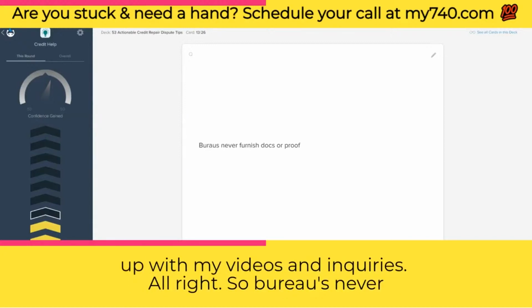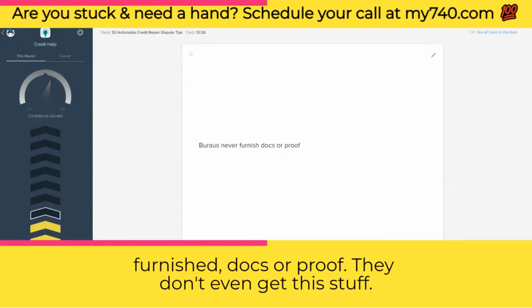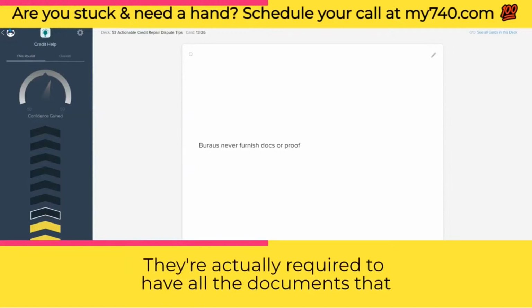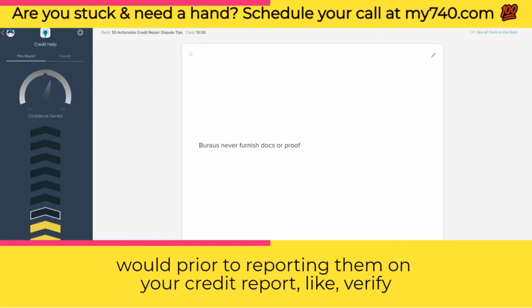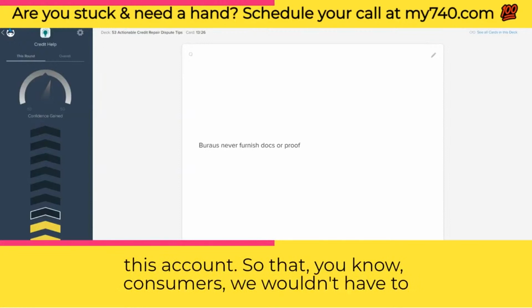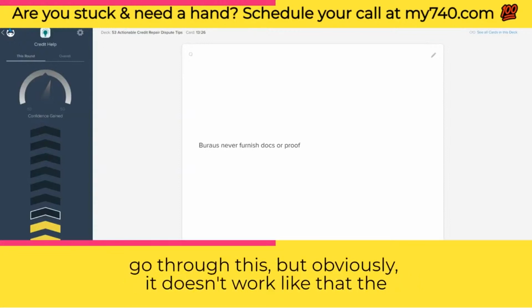So bureaus never furnish docs or proof. They don't even get this stuff. They're actually required to have all the documents, prior to reporting them on your credit report, to verify the account so that consumers wouldn't have to go through this. But obviously it doesn't work like that.